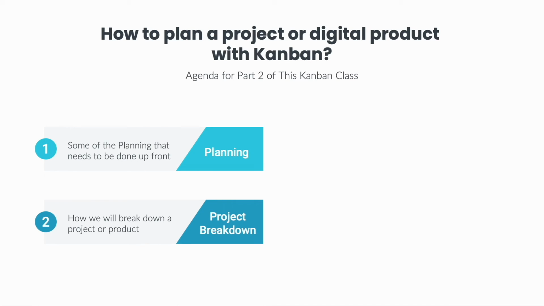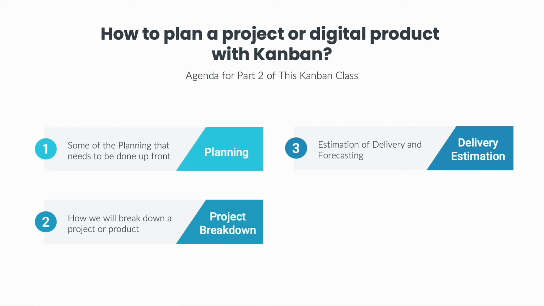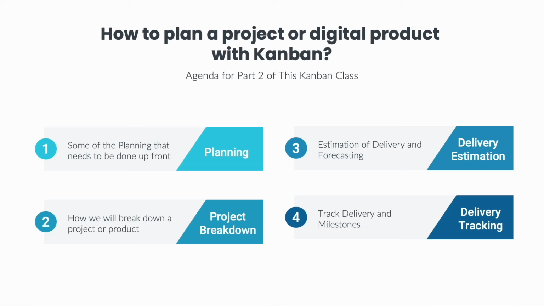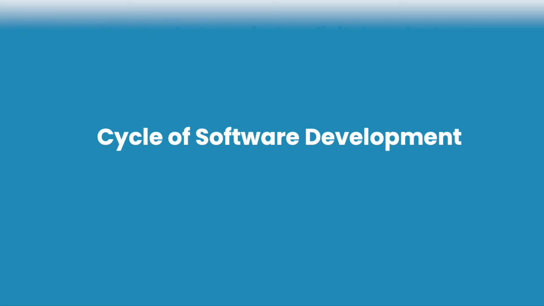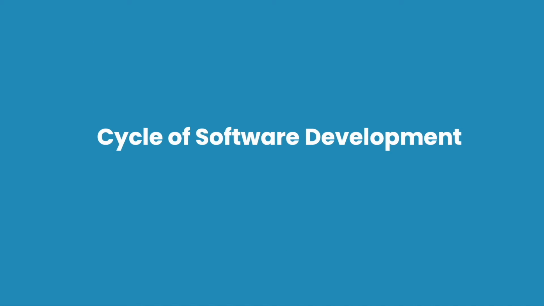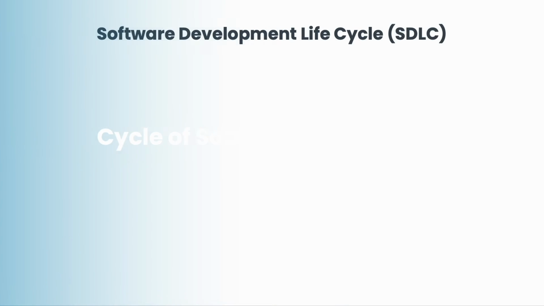We will show you how we will break down a project or product. We will cover estimation of delivery and forecasting, and track delivery and milestones. Keep in mind these concepts assume the approach and process introduced in the first part of this class still applies. Let's talk about the typical cycle of software development before we jump into the details of our e-commerce software project.